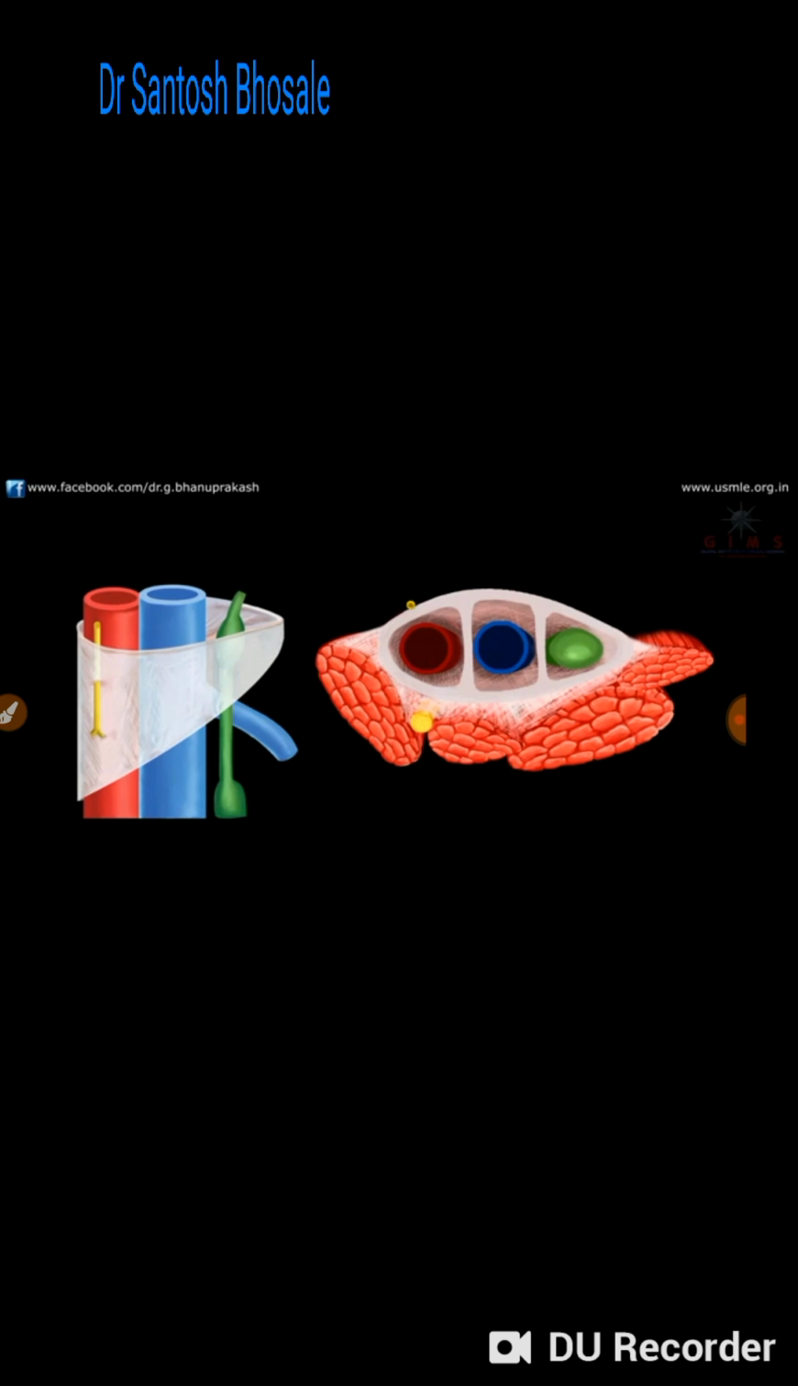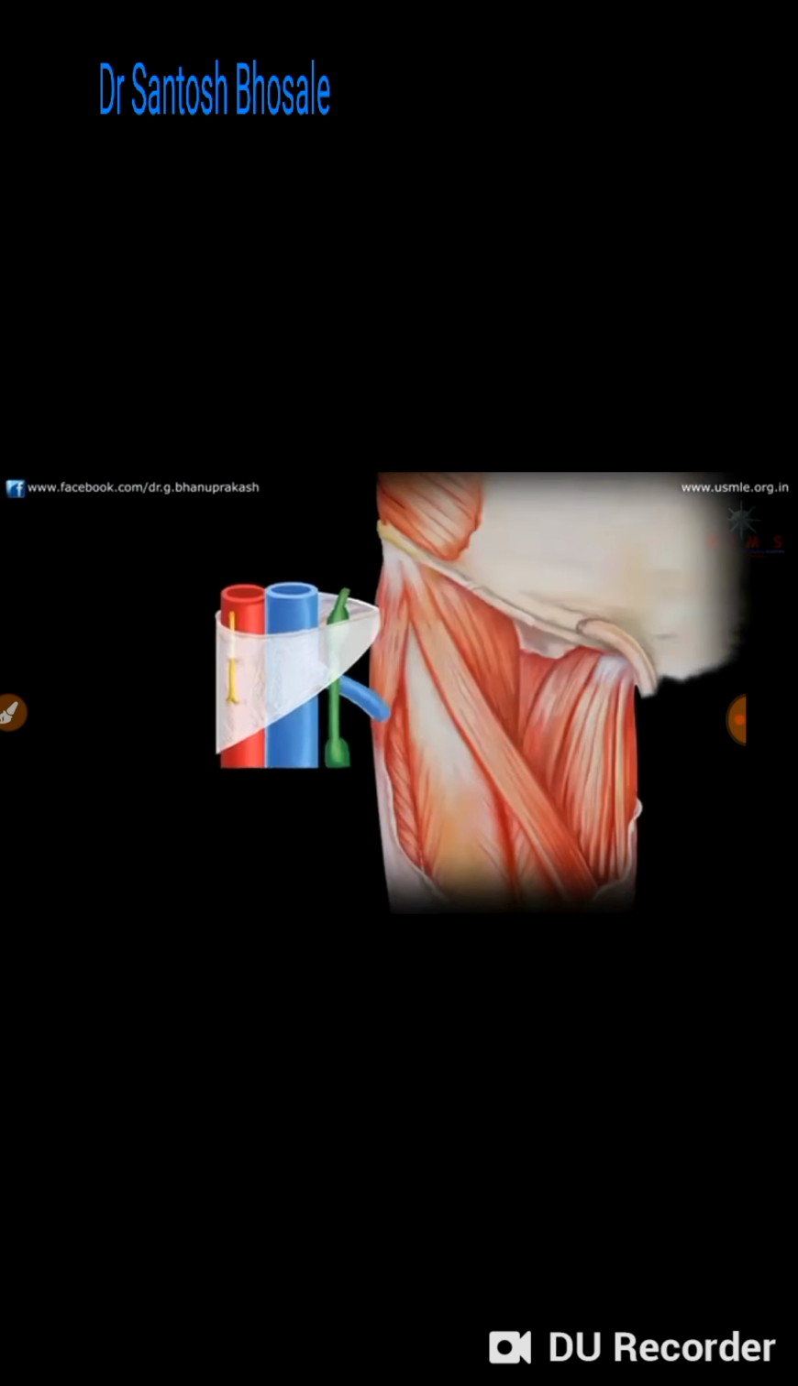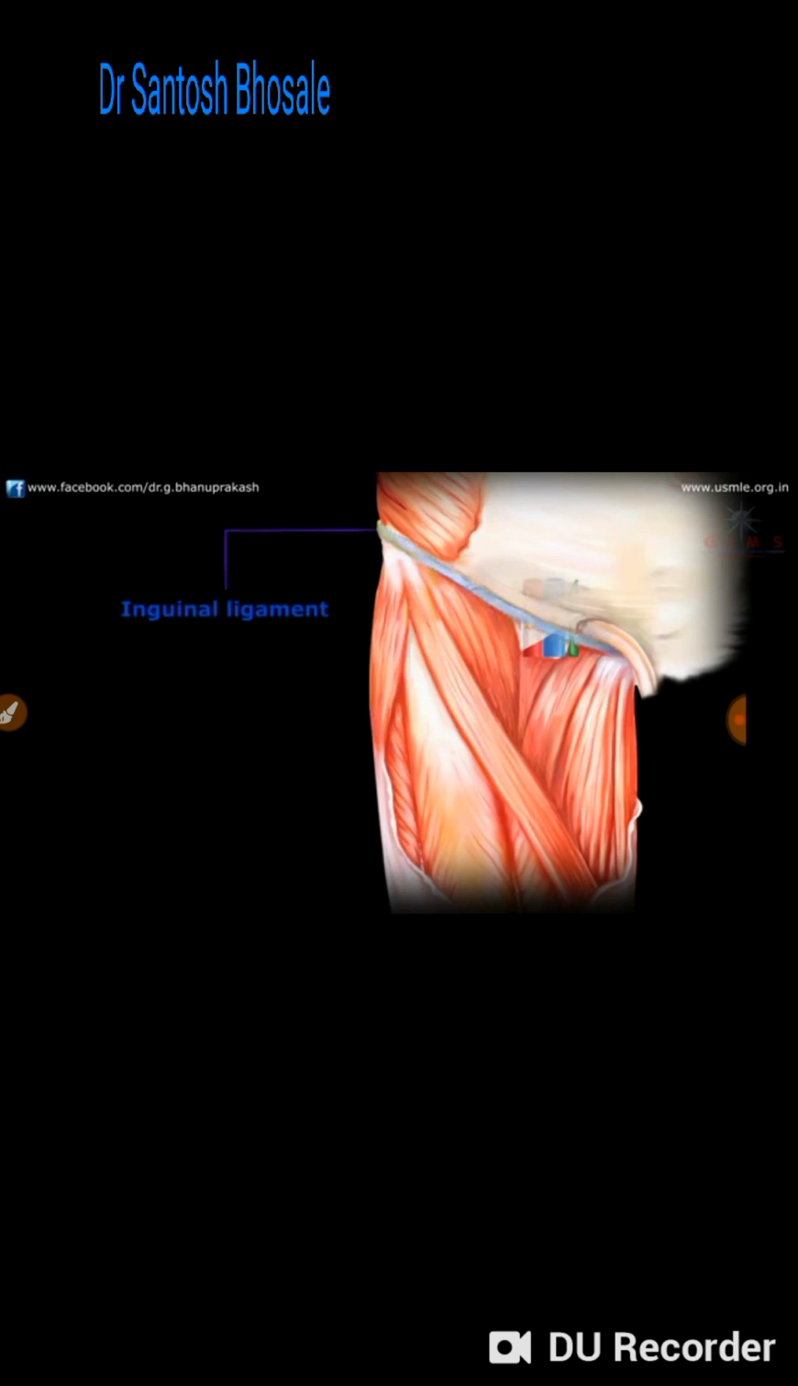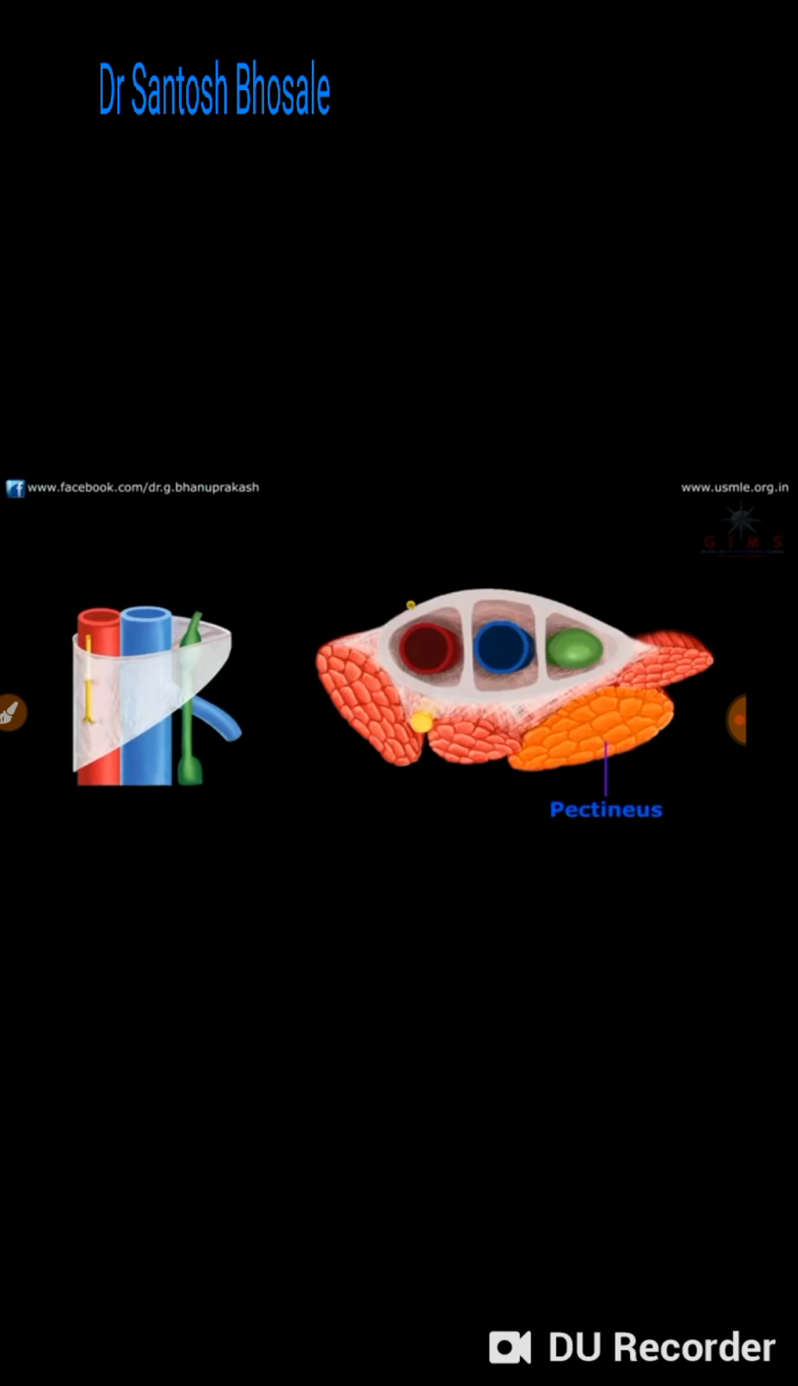So the upper part is wide, the lower part is narrow, roughly 1.25 to 1.5 centimeter in breadth. It is occupied by the deep inguinal lymph node, also called the lymph node of Rosenmuller or lymph node of Cloquet, which drains the glans penis in males, clitoris in females. You can see there the boundaries of this femoral canal we have already seen.